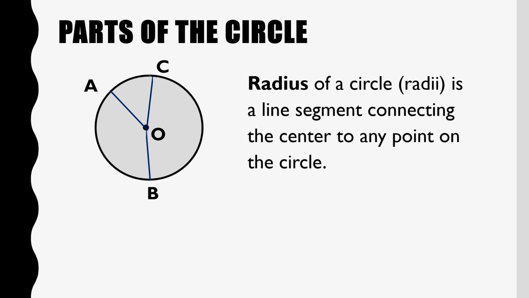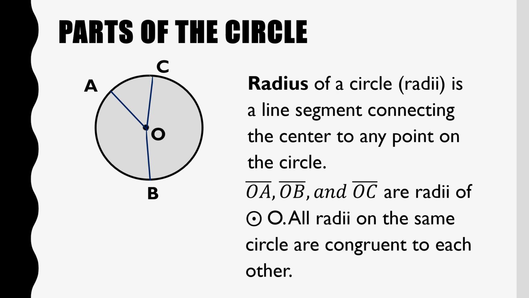The radius of a circle, or radii in plural, is a line segment connecting the center to any point on the circle. On this figure, line segment OA, line segment OB, and line segment OC are radii of circle O. All radii on the same circle are congruent to each other.